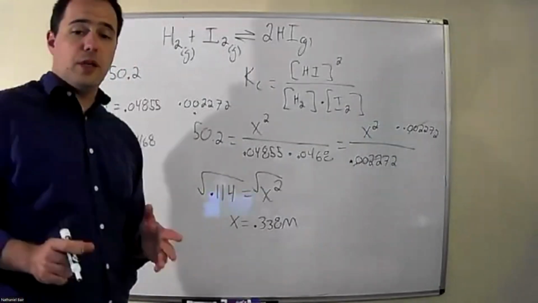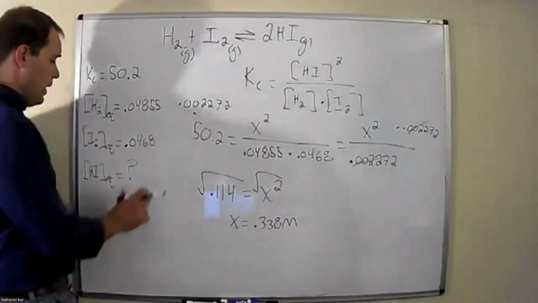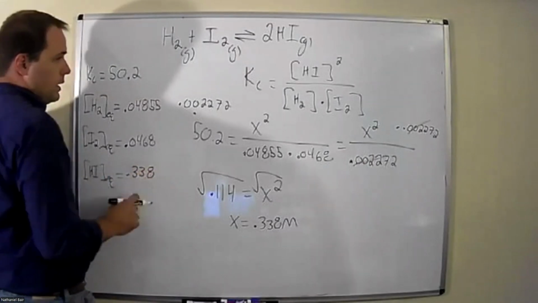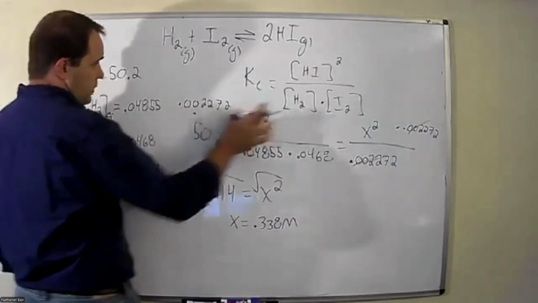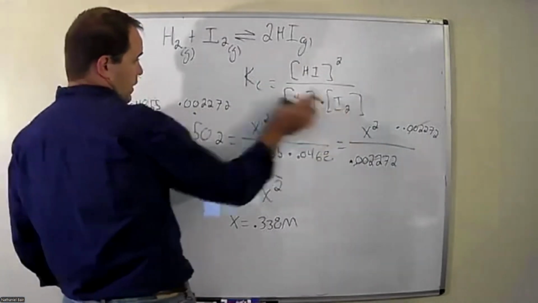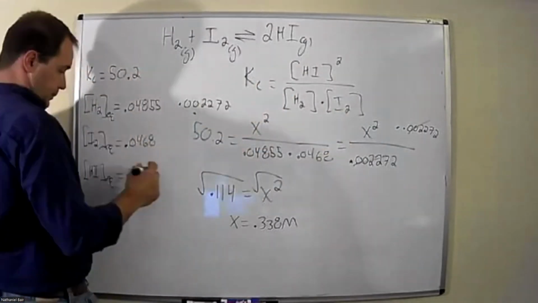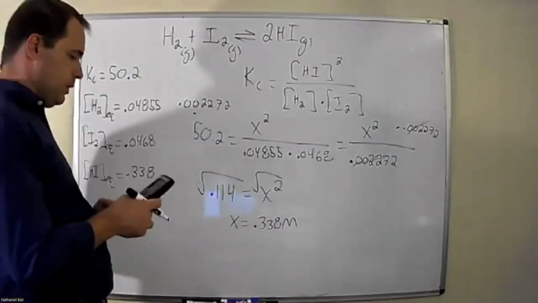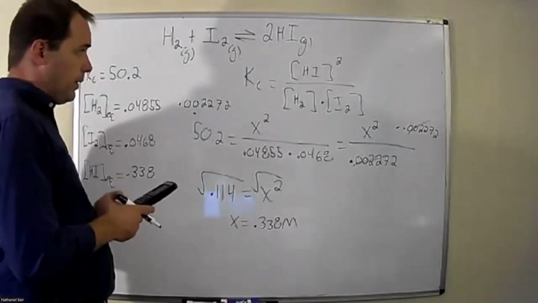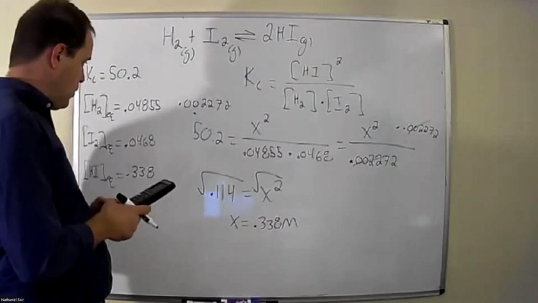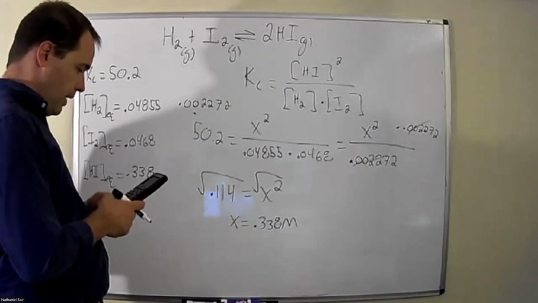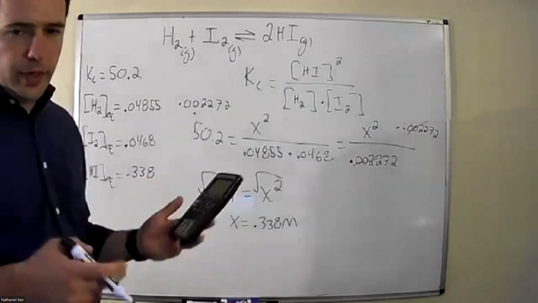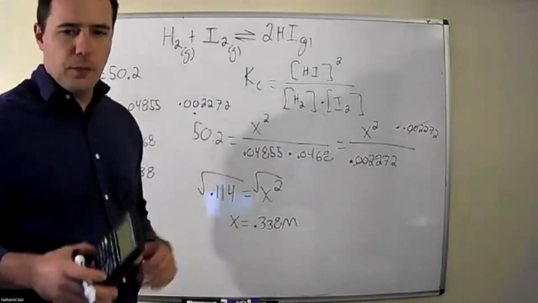That's beautiful. You can kind of check your work here, folks. Now that I know this is 0.338, I can plug these values into the mass action expression, and I should get 50.2. Let's check our work. It's going to be 0.338 squared divided by the quantity 0.04855 times 0.0468, and we get 50.3 with rounding, close enough to 50.2.